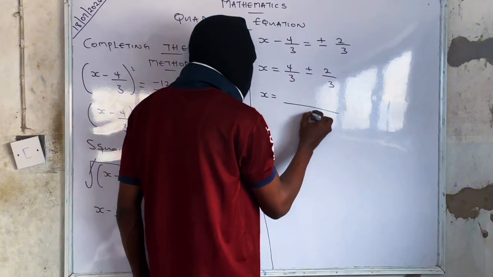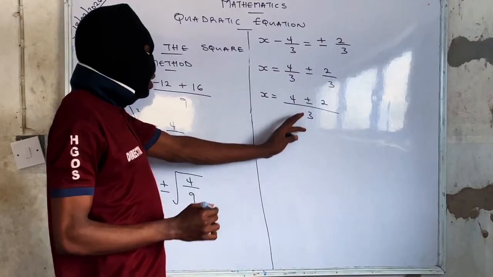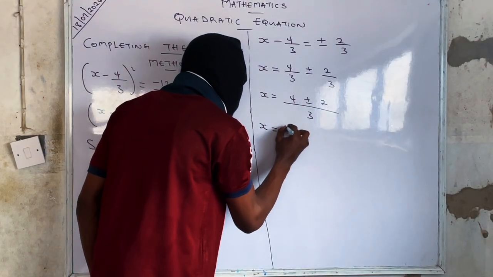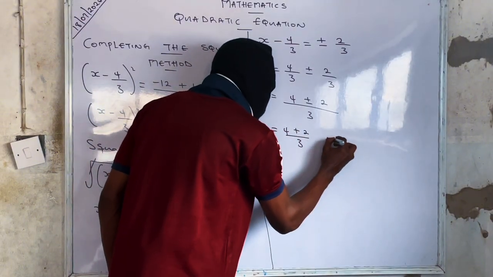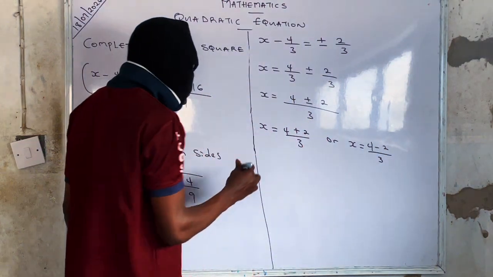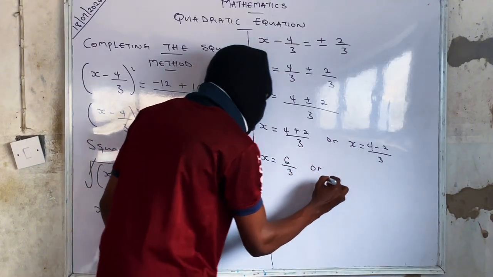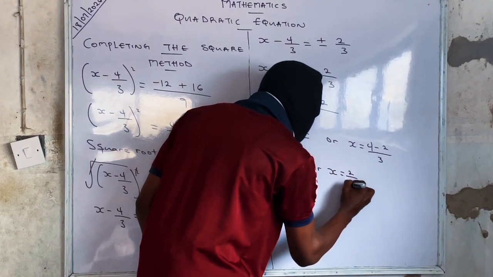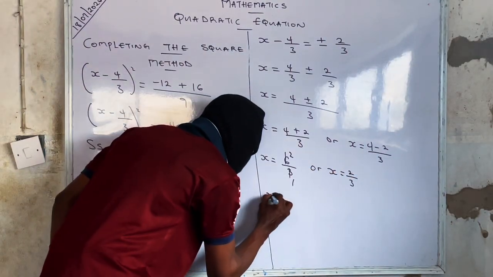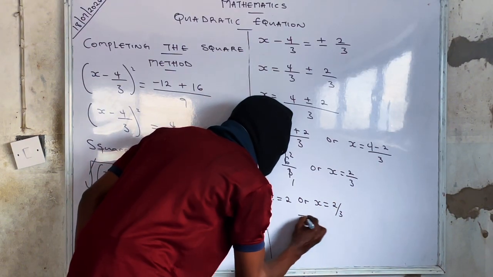Then the LCM is 3. So we have 4 plus or minus 2. We all know how we got this. Now since you have plus or minus, it means x equals 4 plus 2 over 3, or x equals 4 minus 2 over 3. So we have x equals 4 plus 2, that's 6 over 3, or x equals 2 over 3. Then 3 in 6 is 2. So we have x equals 2, or x equals 2 over 3.